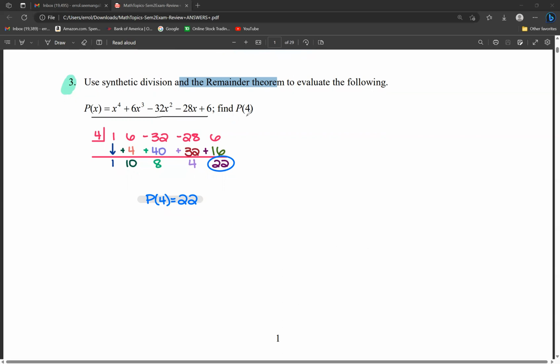They gave us the four already. So let's put the four on the outside. Now the function is in decreasing order already, right? X4, X3, X2, X1, X0. So we're going to put those coefficients there: 1, 6, -32, -28, and 6. Okay, tell me what to do now.